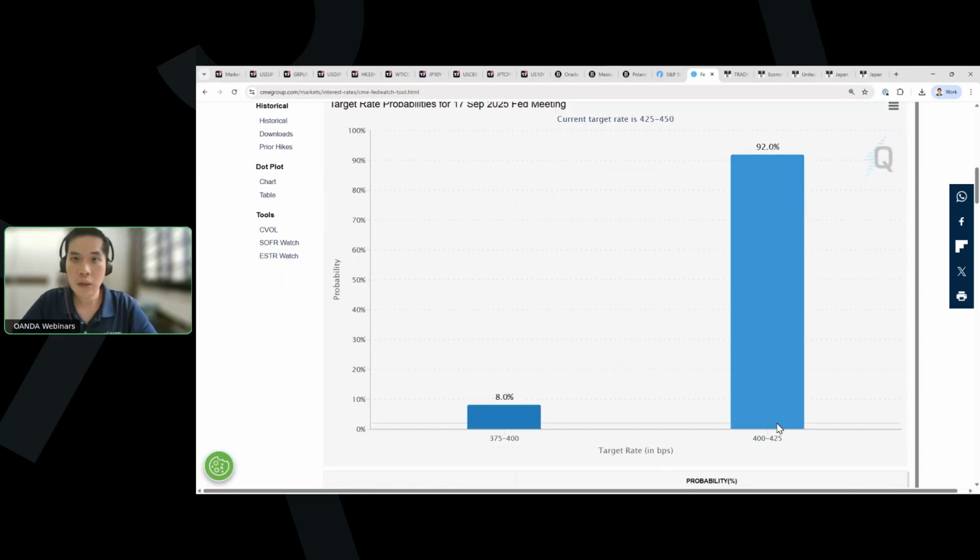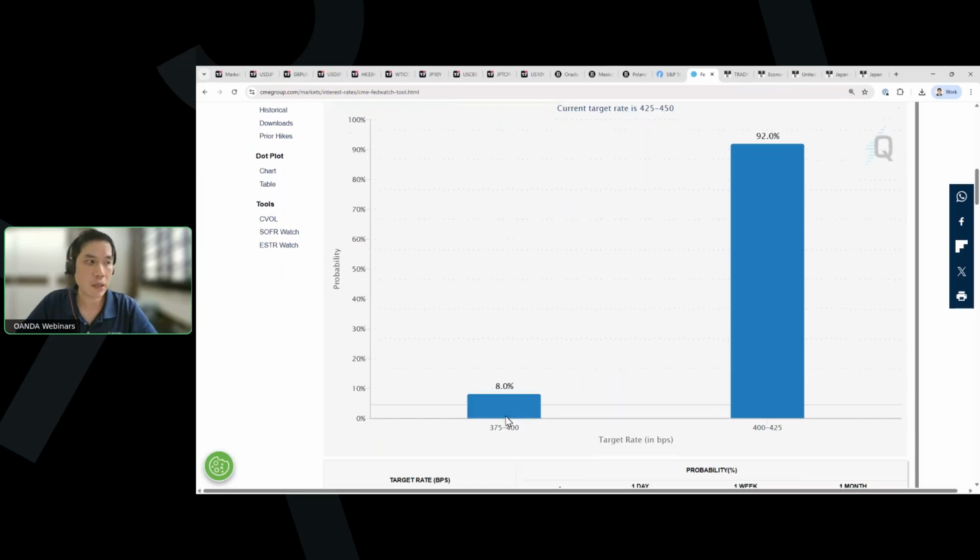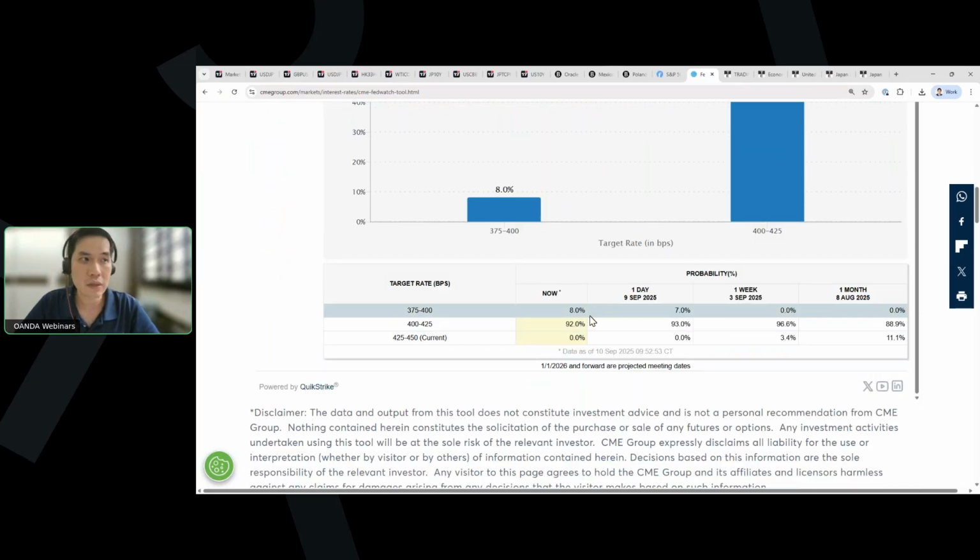And now there is also a debate among economists, and there is also pricing by Fed funds futures traders, not high, but a small percentage of them is potentially expecting a much larger cut of 50 basis points. So this is 8% over here, expecting the Fed to do more on the 17th of September to bring it down to 3.75% to 4%. And this 8% was not even seen last week or one month ago.